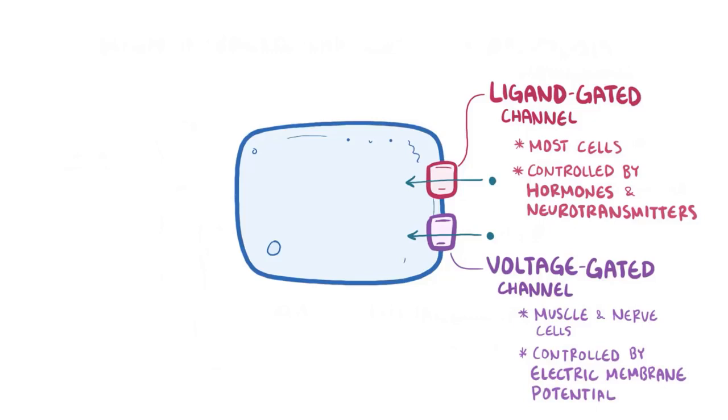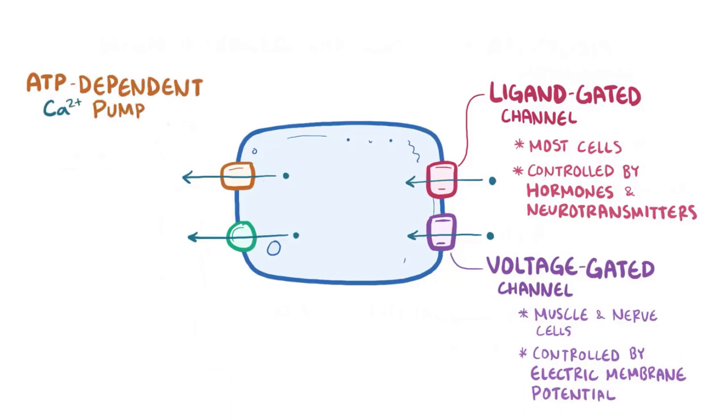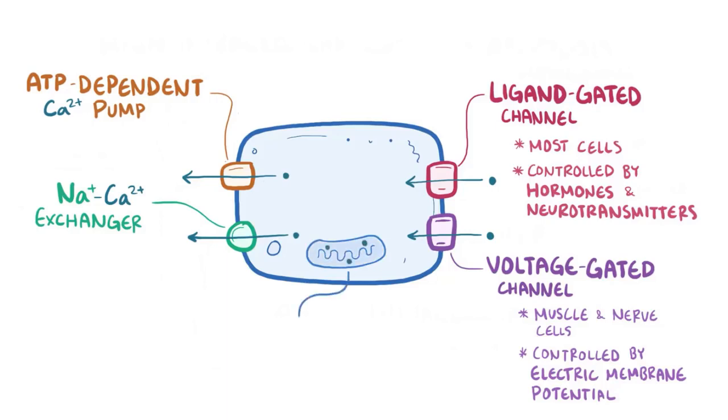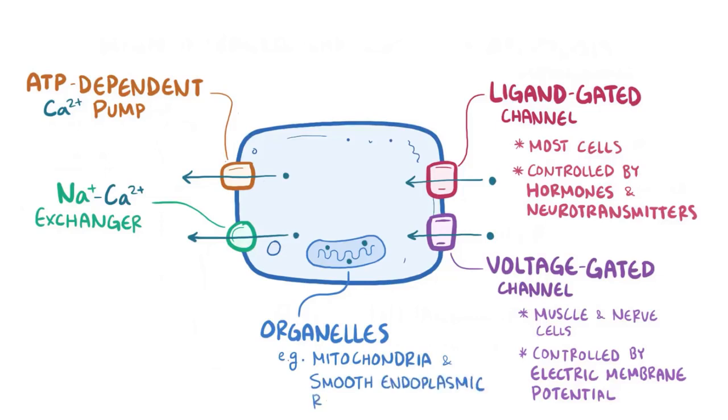So calcium flows in through these channels, and to prevent calcium levels from getting too high, cells kick excess calcium right back out with ATP-dependent calcium pumps, as well as sodium-calcium exchangers. In addition, most of the intracellular calcium is stored within organelles like the mitochondria and the smooth endoplasmic reticulum, and is released selectively just when it's needed.